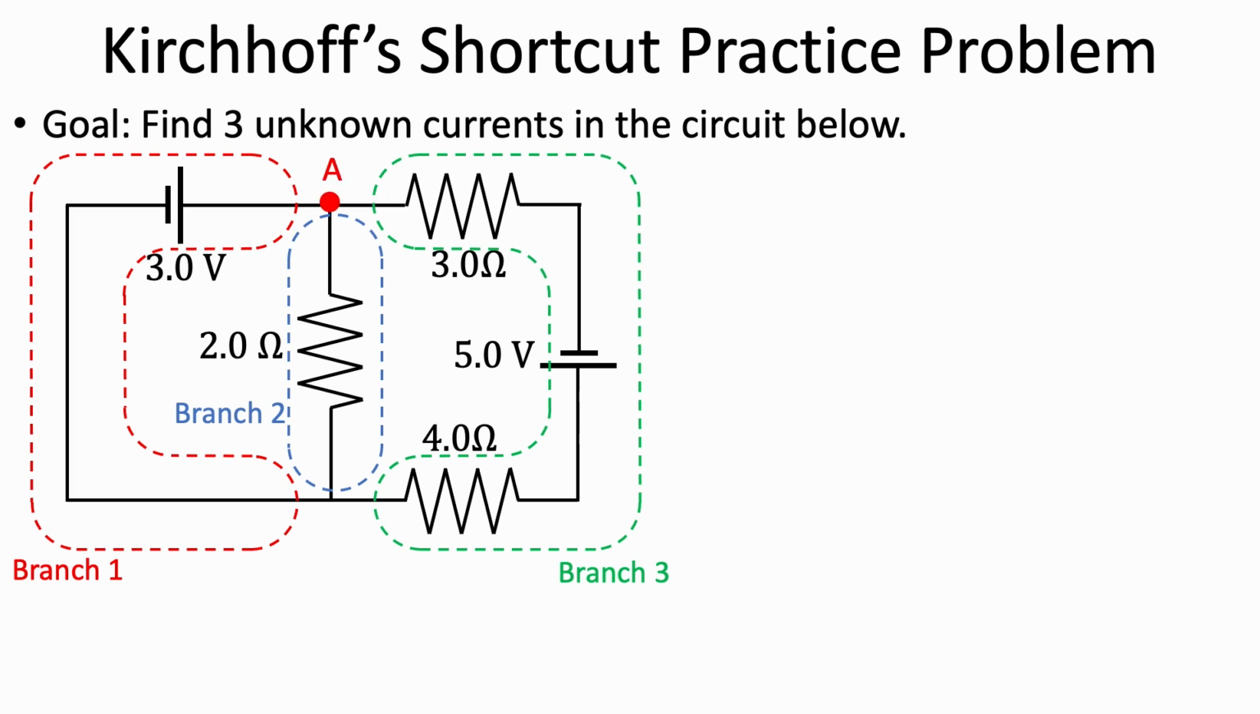The point of the junction is to define the positive directions for the three unknown currents. So I assume the currents I1, I2, and I3 in the three branches to all flow upward toward junction A. The junction A also defines the positive direction of the EMFs or voltages of the batteries.